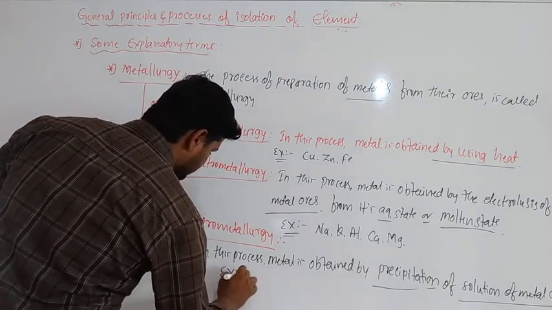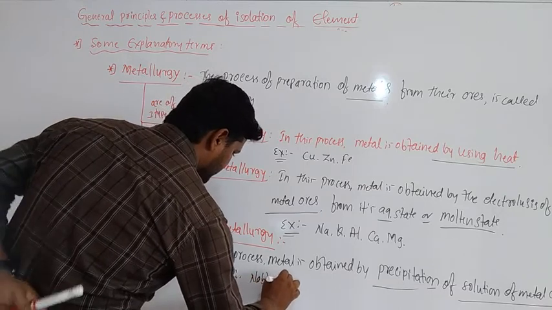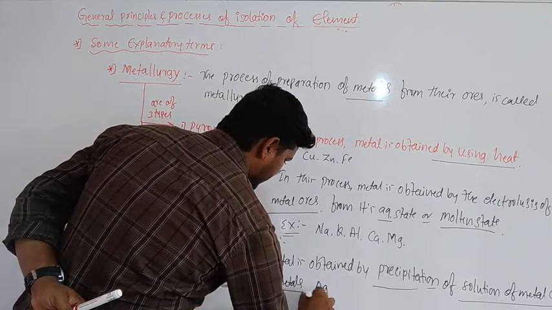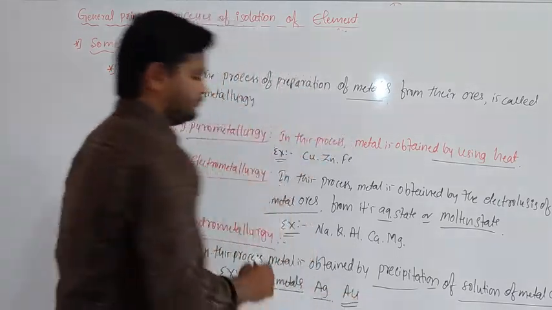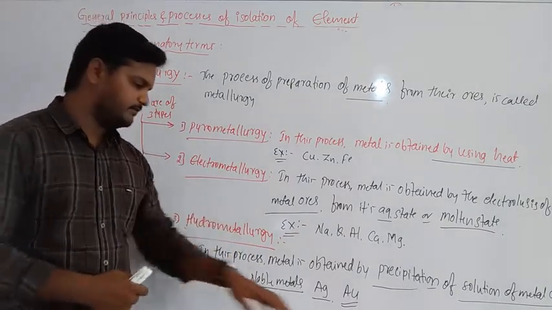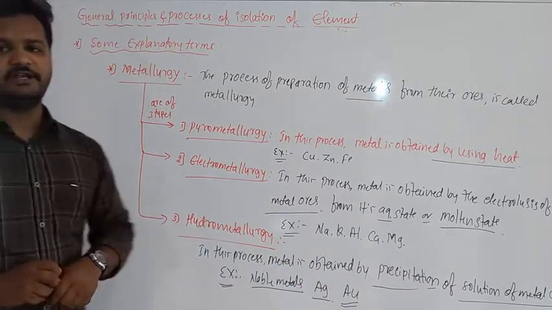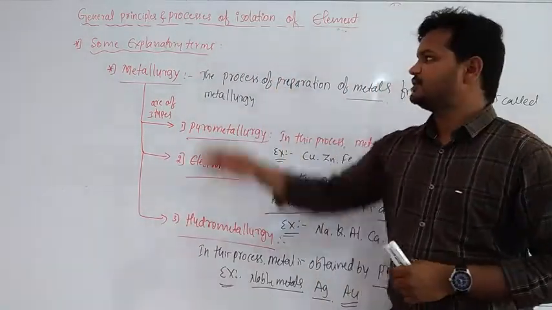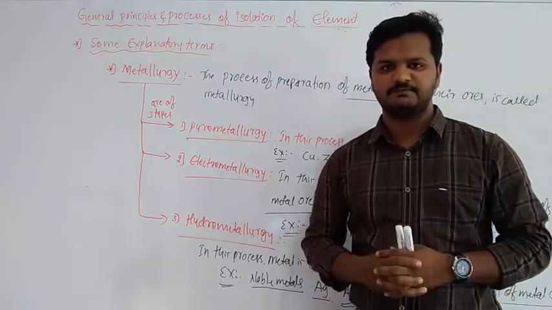Example, noble metals like Ag, argentite, nothing but silver, and aurum means gold. By using this hydrometallurgy we can easily prepare silver and gold. Okay, so this is about the explanatory terms regarding metallurgy, nothing but general principles and processes of isolation of elements. Take it.